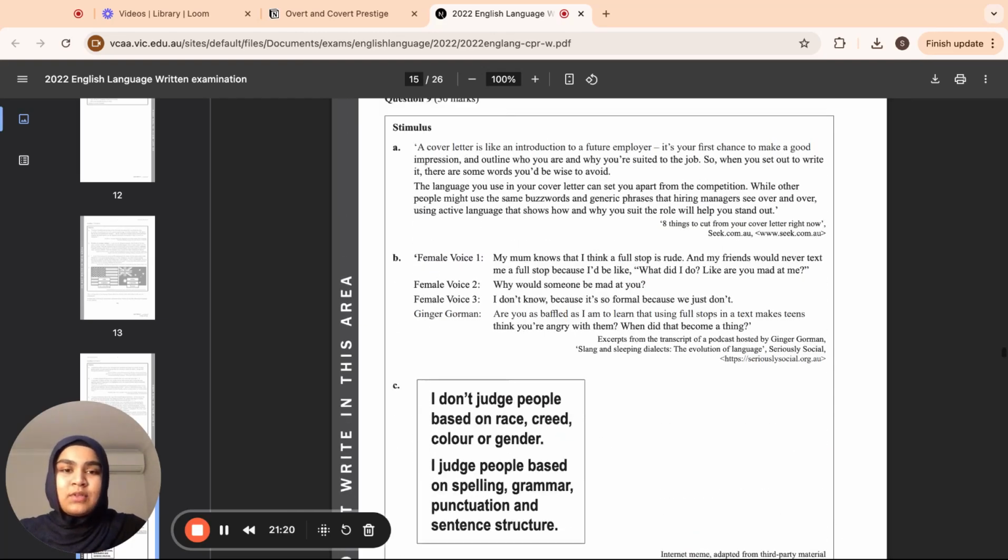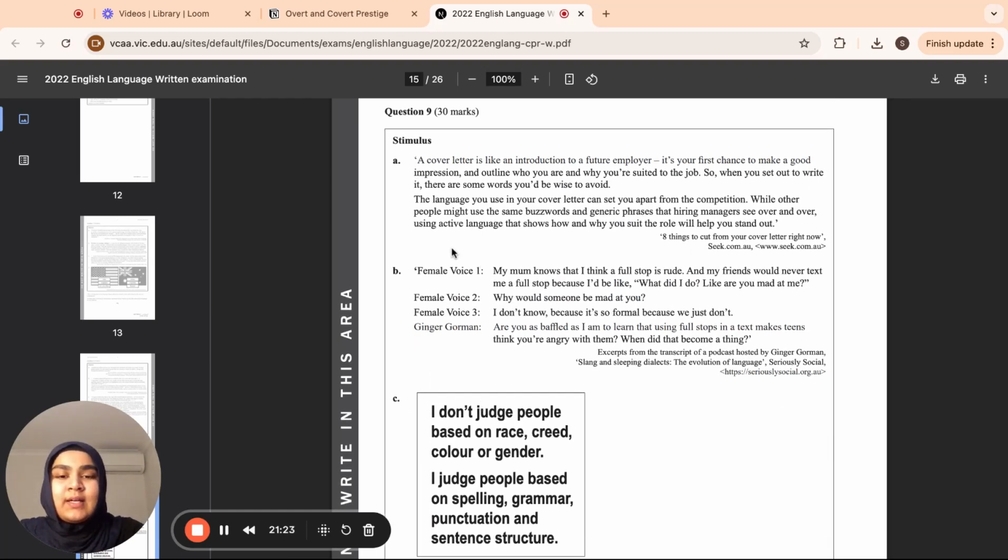I can go and have a look at the stimulus materials. Now we have one here about a cover letter to your future employer. It's talking about first impressions, about what you're going to put in that cover letter. And here we have this very interesting sentence: when you set out to write it, there are some words you'd be wise to avoid, right? And this is what we can call exploiting covert norms. Now, for instance, if you're going to write a cover letter to a future employer, you obviously want to set a really good impression, right? So the language you use in your cover letter can set you apart from the competition.